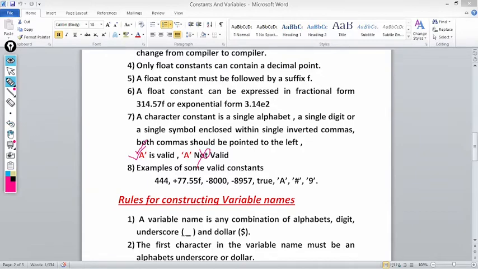There are certain examples of these constants. This is an integer constant. This is a float constant, integer constant, boolean true, character constant, and character constant. So these are some examples of different constants available in Java.